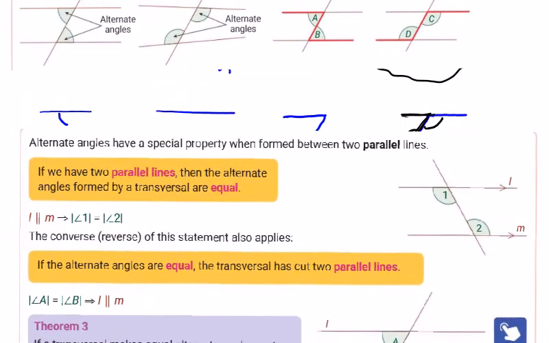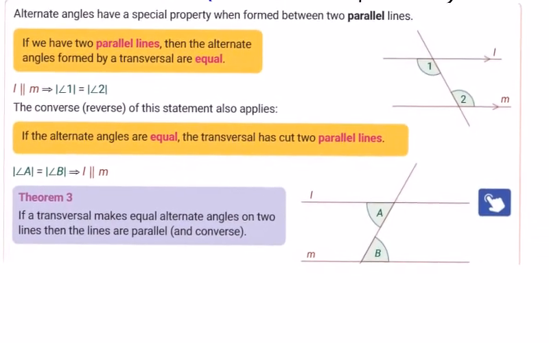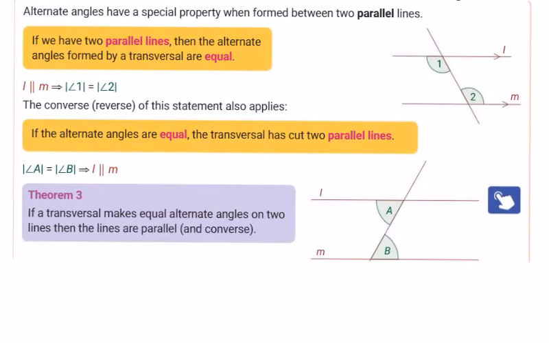Now, angles have a special property. So let's have a look here at what these special properties are. If we have two parallel lines, the alternate angles, as I said, are the ones we're going to be dealing with, where the alternate angles are equal. 1 and 2 are equal here. A and B are equal here. Put my Z in. There's my Z. A and B are equal.